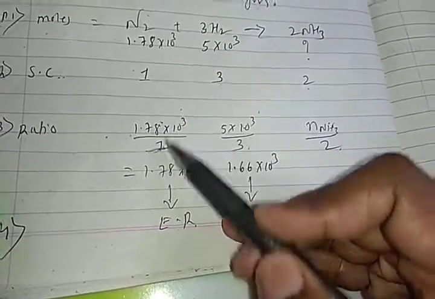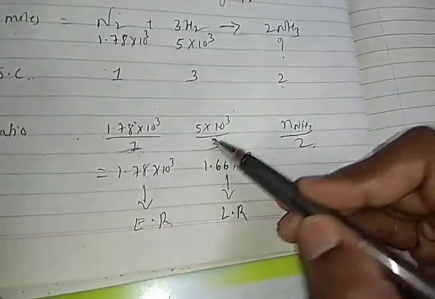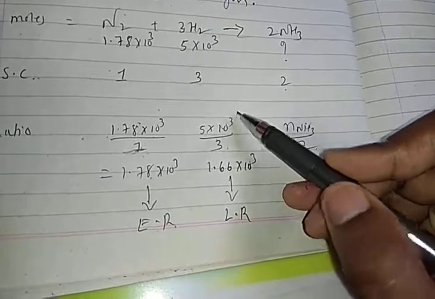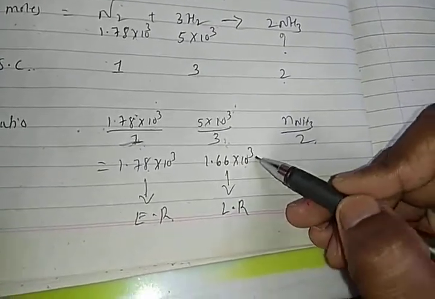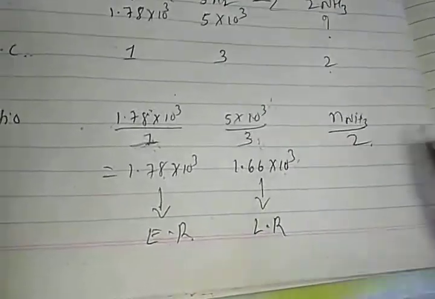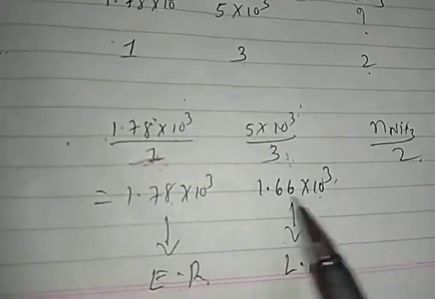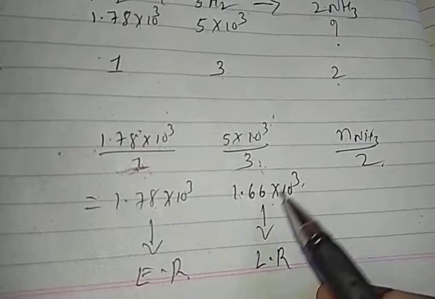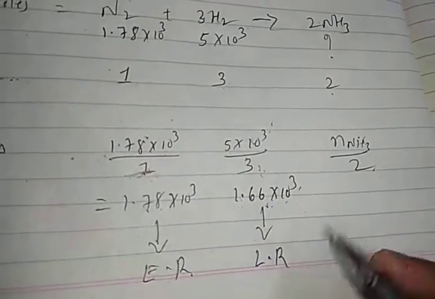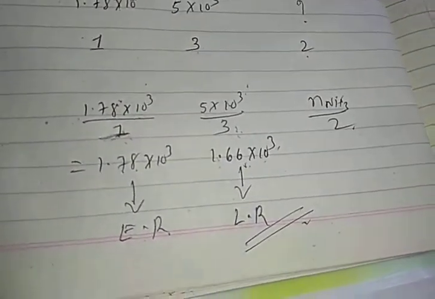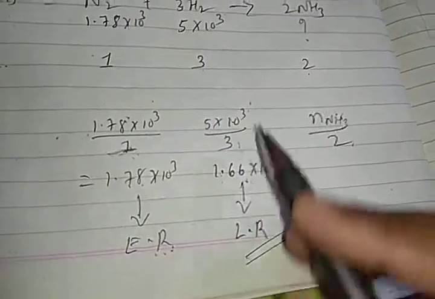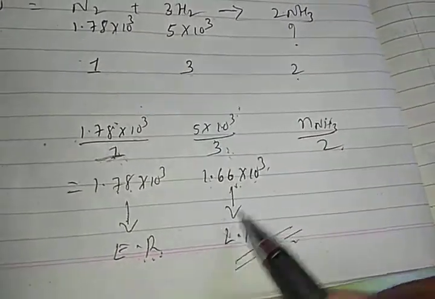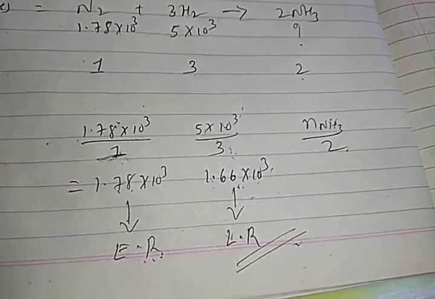So 1.78 into 10 to the power of 3 divided by 1, and again 5 into 10 to the power of 3 divided by 3, we get 1.66 into 10 to the power of 3. The smallest value is the limiting reagent. When you compare these values, 1.66 is smaller than 1.78, so hydrogen is the limiting reagent, and the other one is the excess reagent. With the help of the limiting reagent, you have to find the moles of ammonia. Right friends?